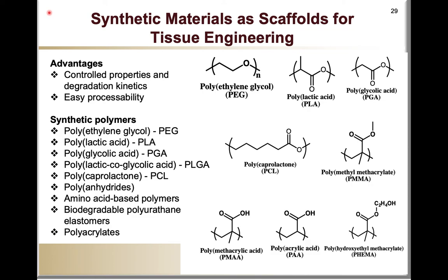The third type of materials that we can use for the fabrication of tissue engineering scaffolds are synthetic polymers. The advantage of using these synthetic materials is that they have controlled properties and degradation kinetics. We have control over the composition and the molecular weight of these polymers, of course. They are also easier to process than some of the naturally derived materials. The synthetic polymers are listed here.